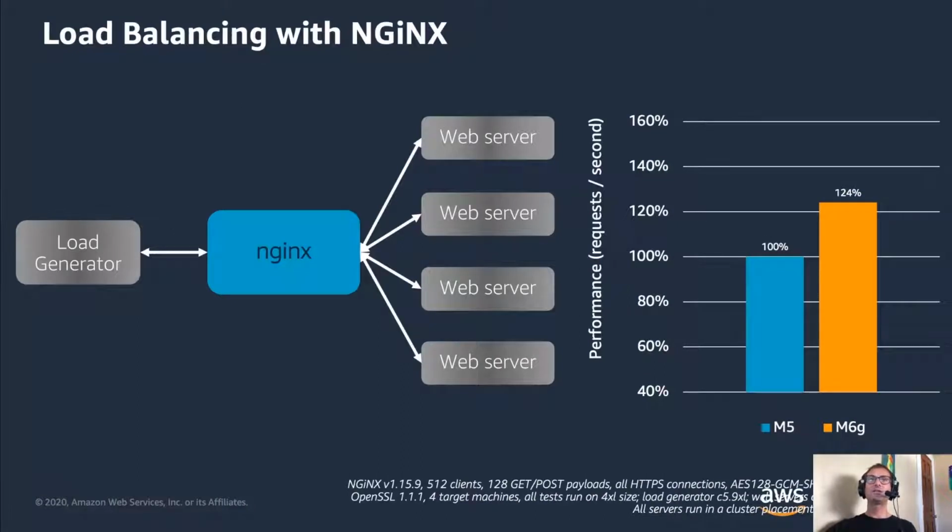Now let's have a look at a workload that would be closer to a real application. Here we've been measuring the performance in a load balancing setup using the NGINX web server. It is configured as a proxy, so we have on the left a load generator sending requests through the NGINX proxy, and the NGINX proxy is load balancing the requests on a pool of web servers. When we run that workload, we observe that on the M6G instances, we are up to 24% faster in terms of requests per second compared to an M5.